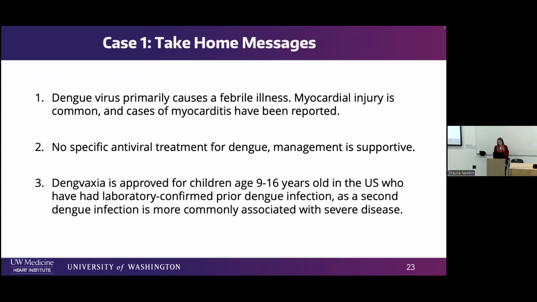To summarize, dengue virus primarily causes febrile illness. Myocardial injury is common, and cases of myocarditis have been reported. There is no specific antiviral treatment for dengue, and management is supportive. And there is a vaccine, but it's only for children 9 to 16 years old in the US.